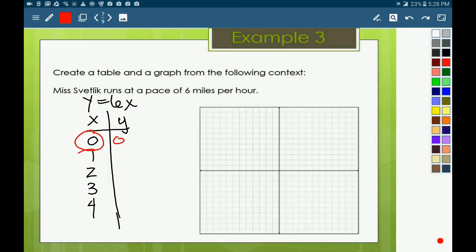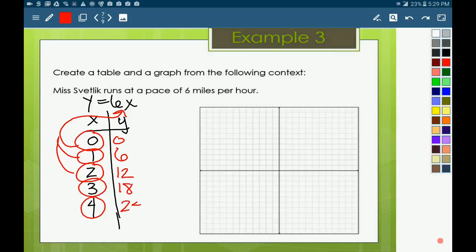1 times 6 is 6. 2 times 6 is 12. All I'm doing is plugging all of my x's into the x in the equation that I generated. Okay, all of those x's get plugged into the x in the equation. So 3 times 6, that's 18, and 4 times 6, that's 24. So now I'm ready to plot.